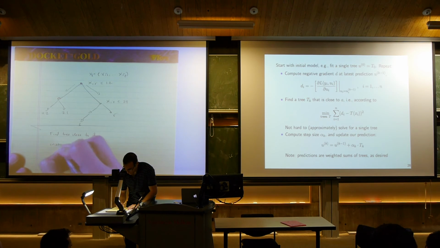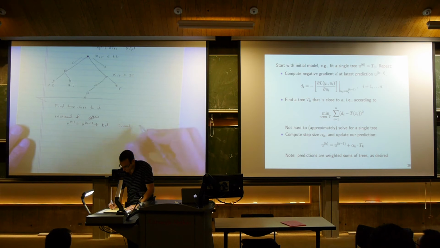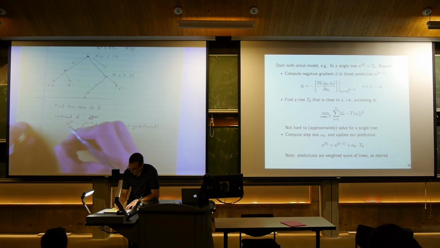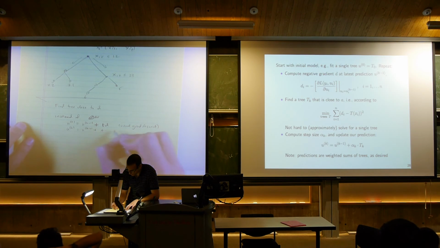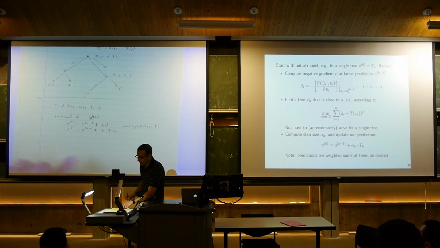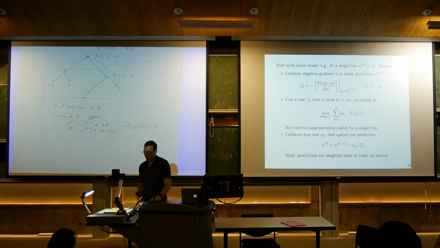So instead of doing u_k equals u_{k-1} plus t times d, as I would do in the usual gradient descent, I actually do this: plus t times a tree. I make sure that my update direction is a tree. And if I make sure this is true at every stage, then what I get at the end of this is going to be a sum of trees. Exactly what I wanted.